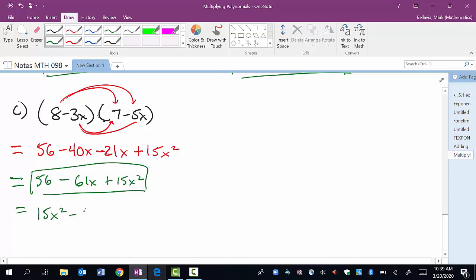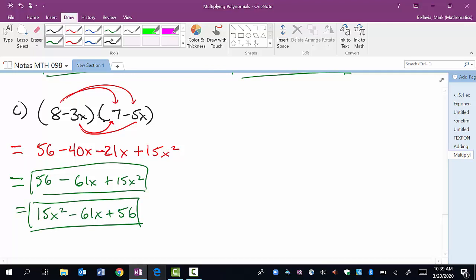Then negative 61x, so you keep a negative 61x. It's a positive 56, so you put plus 56. These are the same answer, they're equivalent. It's just a matter of the second one's written in descending order.